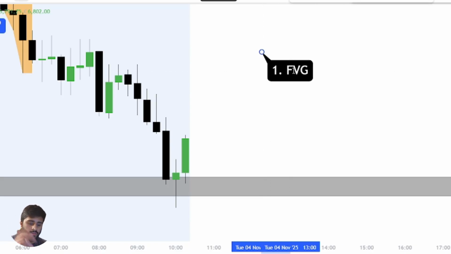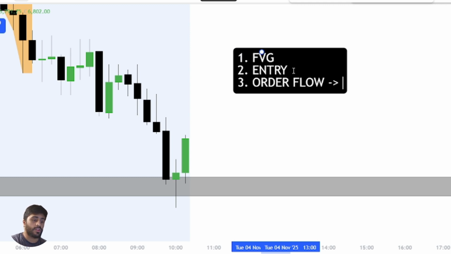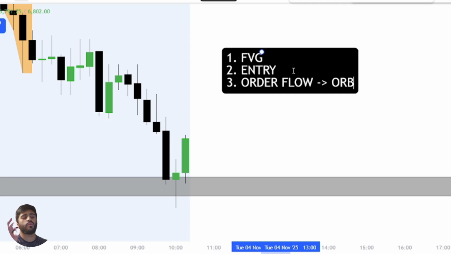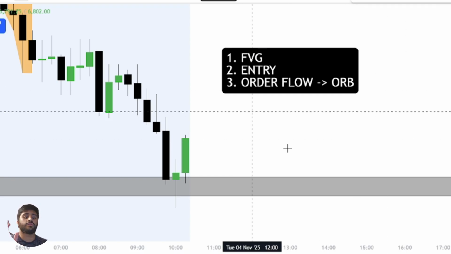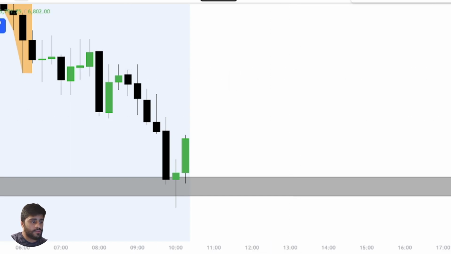You need one fair value gap. You then need to know where to trade from, so you need to wait for an entry inside the fair value gap, and then you're using order flow. The order flow is where the ORB comes in. If you're trading ORB, you need order flow to confirm that setup. So this is how we do it.